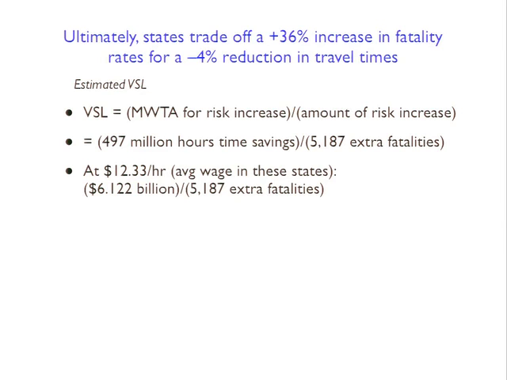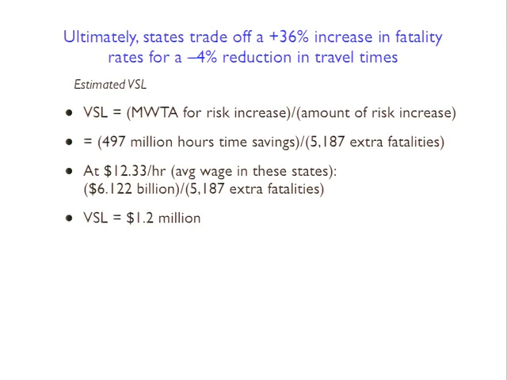And so if you believe that, then on the margin, 1 hour of leisure is going to be valued at the average wage, which in their sample turns out to be about $12.33 per hour. So if you apply that value of time, then you find that basically the states are trading off $6.1 billion of time savings in the numerator for about 5,200 extra fatalities in the denominator. So once you do that calculation, you get a VSL of $1.2 million.